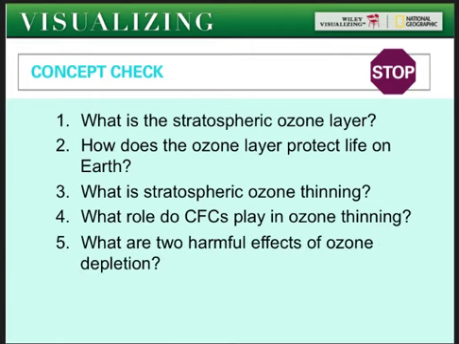Next question, what are two harmful effects of ozone depletion? Well, these include problems such as skin cancer and weakened immunity due to increased levels of UV radiation reaching the Earth's surface. But we should also point out that in its role as a mutagen, UV radiation also is a driver of evolution. So with every negative effect, there's also a potential positive effect on the back end.